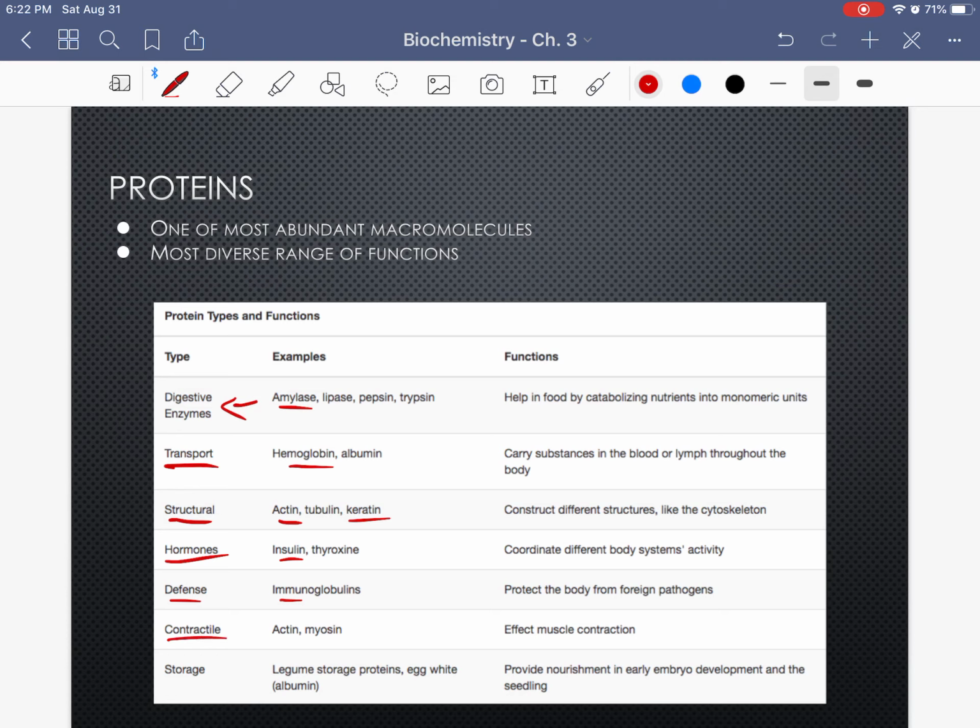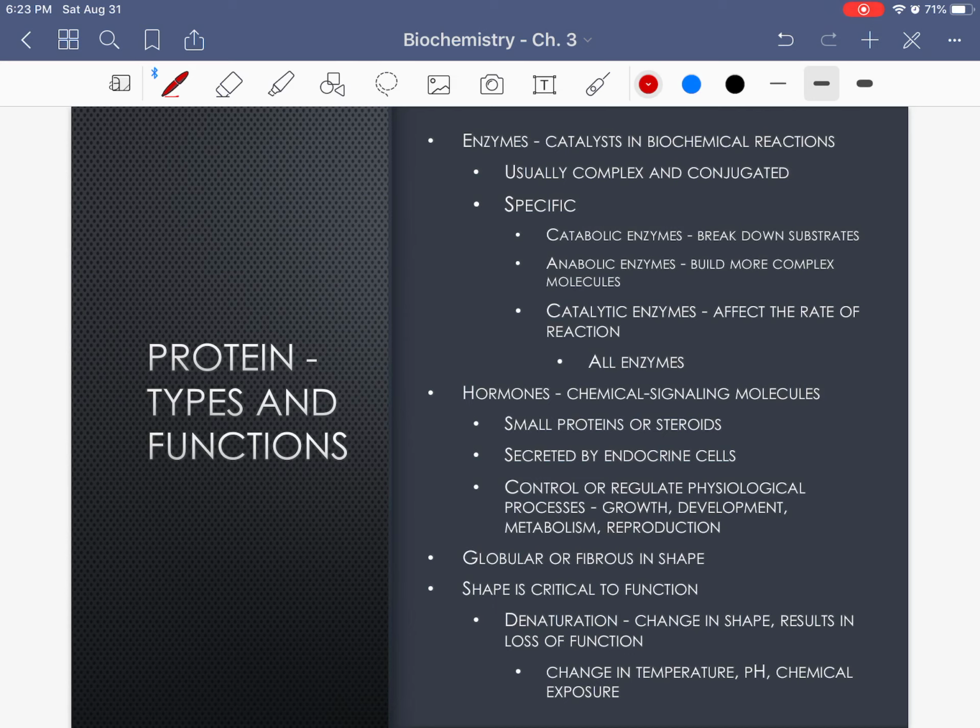They can contract. We talked about actin being part of our muscles. The actin and myosin within our muscles interact and allow for contraction. And then they can store things. So legumes store protein. You think legumes, they're plants like peanuts and alfalfa. And egg whites, or albumin, store nourishment for those developing bird embryos. So mainly right now we're going to focus on enzymes.